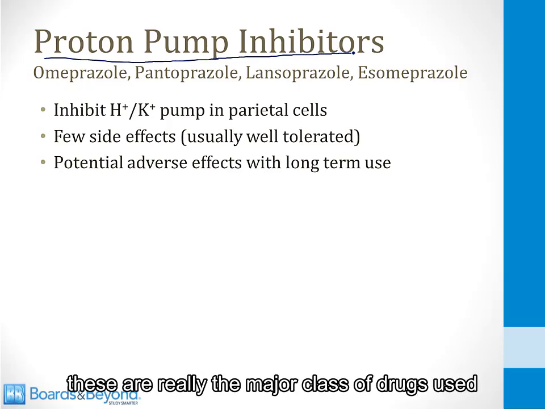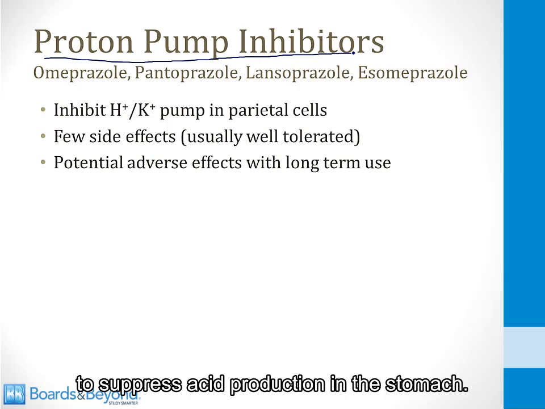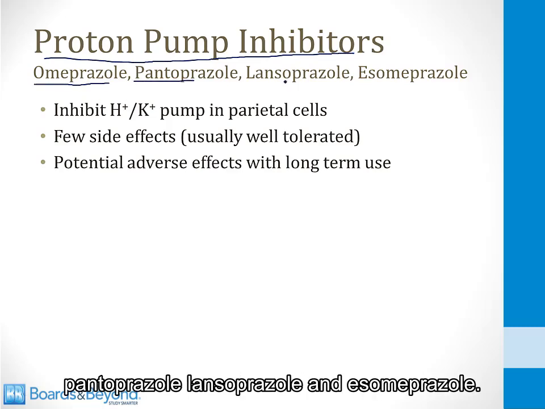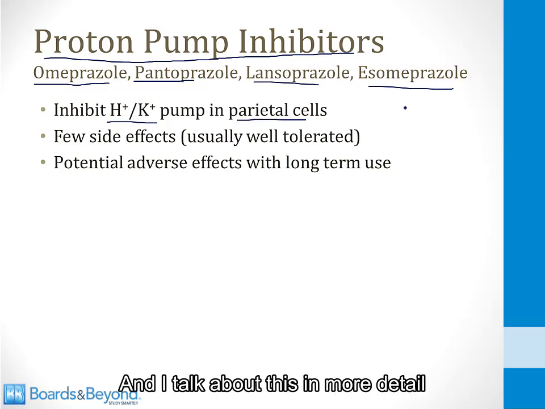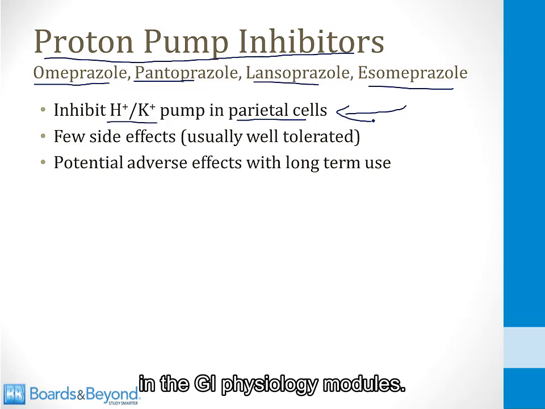And in the modern era, these are really the major class of drugs used to suppress acid production in the stomach. These include drugs like omeprazole, pantoprazole, lansoprazole, and esomeprazole. And all of these inhibit the hydrogen-potassium pump in the parietal cells, and I talk about this in more detail in the GI physiology modules.